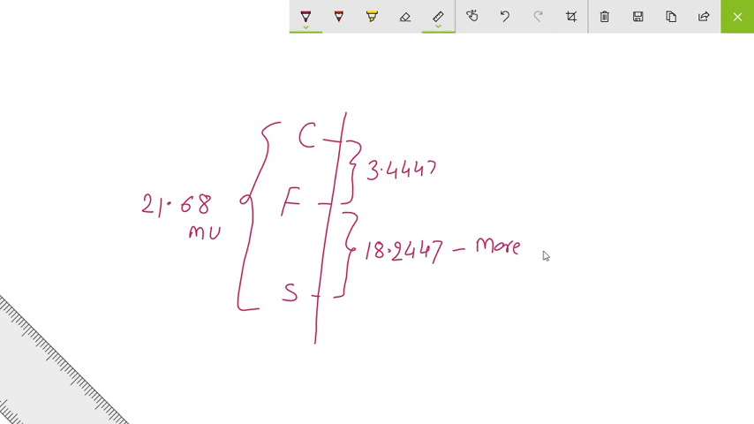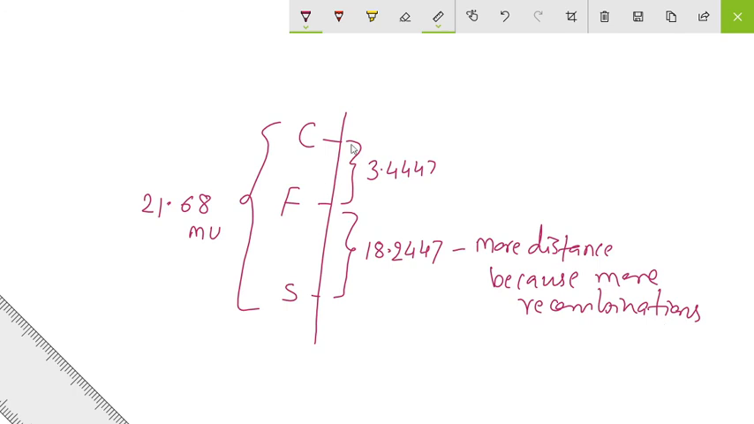It has more distance because of more recombination, and here the distance is less than FS because of less recombination.